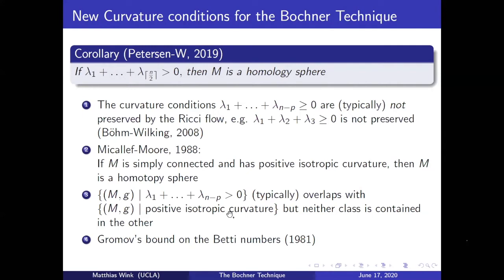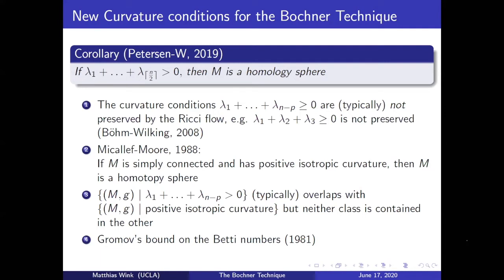There's one more result that I would like to mention. There's Gromov's bound on the Betti numbers. The first observation is that Gromov's result uses sectional curvature instead of the curvature operator. And there's the open question, what is the optimal bound in Gromov's theorem? And you may want to ask, can you show that the optimal bound is the torus using the Bochner technique?